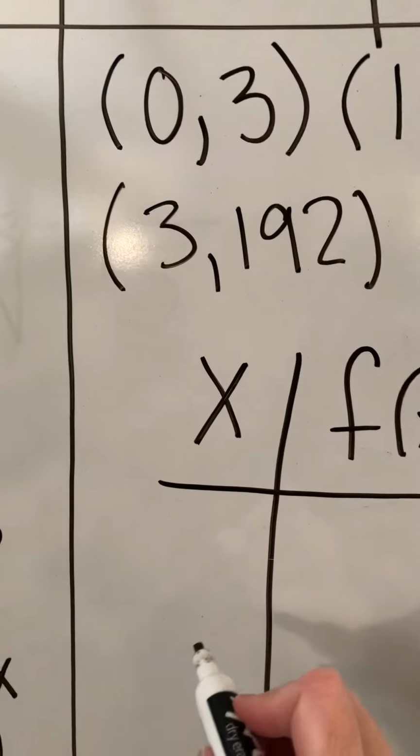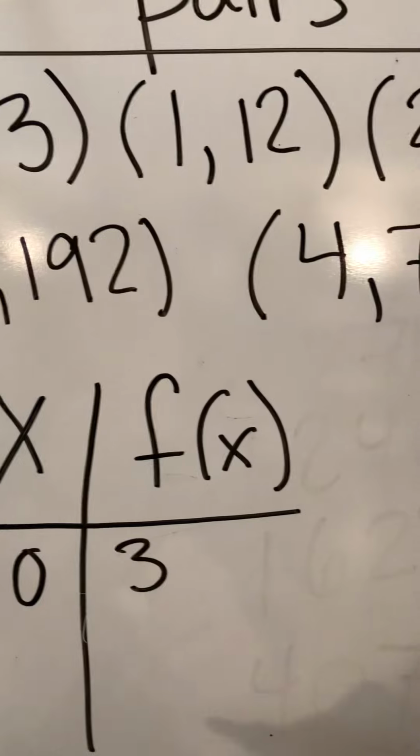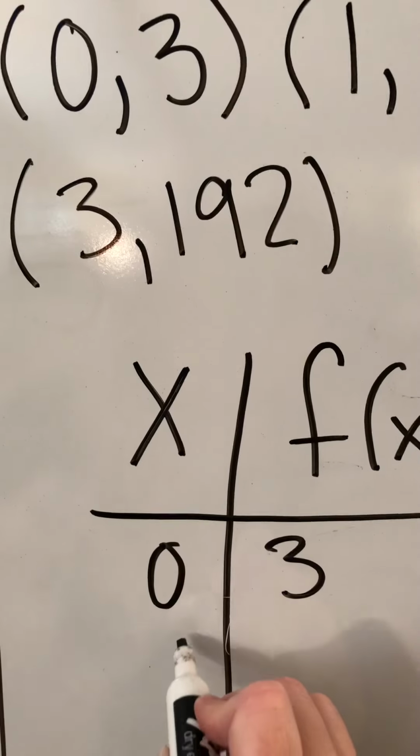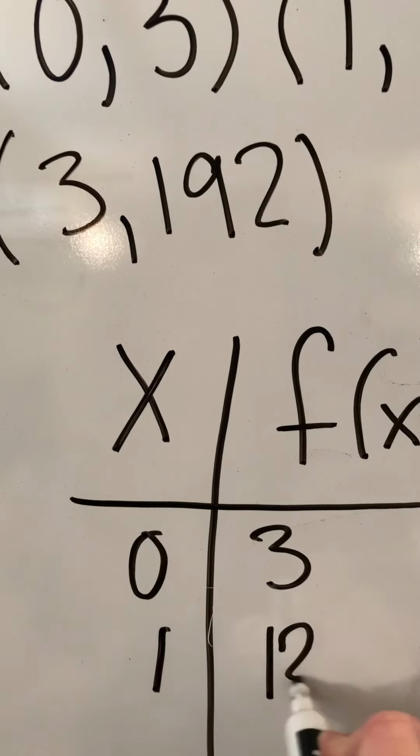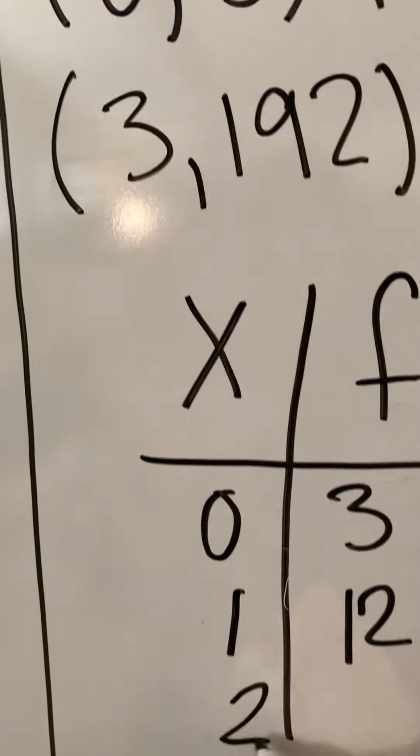Okay, so my first point is 0, 3. My second point here is 1, 12. My third point over here is 2, 48.